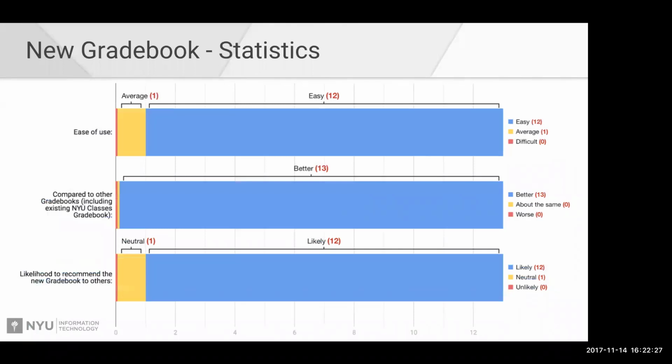So just to provide some statistics, at the end of every usability session that we would do, we would ask some standard Likert scale questions that helped define how the progress with the tool was coming. And as you can see with Gradebook NG, we were able to find that we were on the right path here. You could see that on ease of use, 12 out of 13 participants said that it was easy to use. Likewise, 13 out of 13 said it was better than the existing Gradebook. And 12 out of 13 said that they were likely to recommend it to a colleague. In no case did we receive any negative feedback outright. So this is how we were able to gauge that we were on the right path.